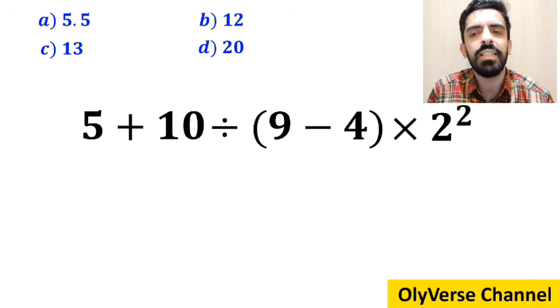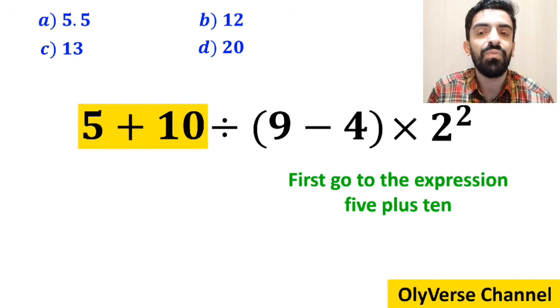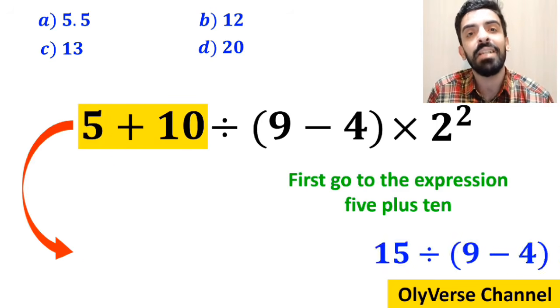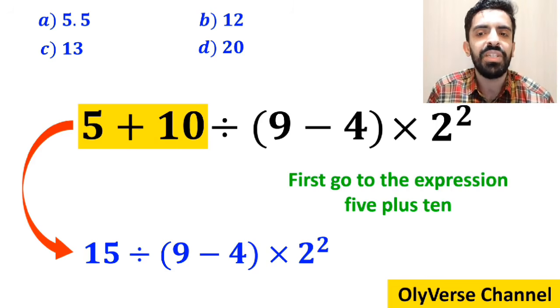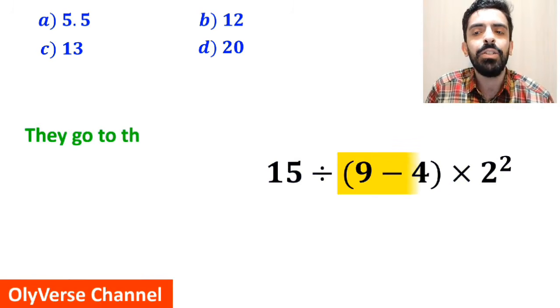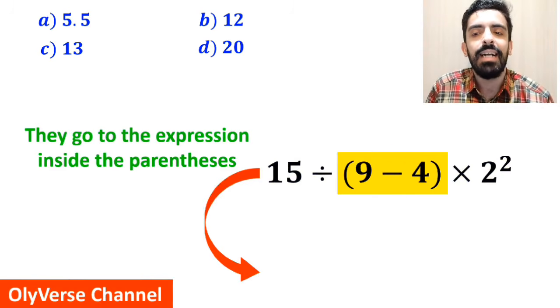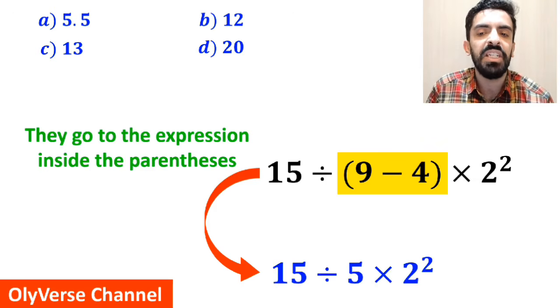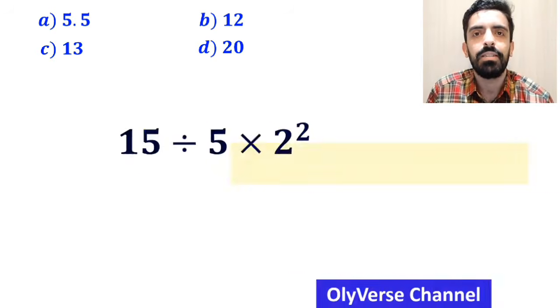Many people, when solving this question, first go to the expression 5 plus 10. And instead of this expression, they write 15 divided by 9 minus 4 inside the parentheses, then multiply by 2 squared. And the next step, they go to the expression inside the parentheses and simplify this expression to 15 divided by 5 multiplied by 2 to the power of 2.